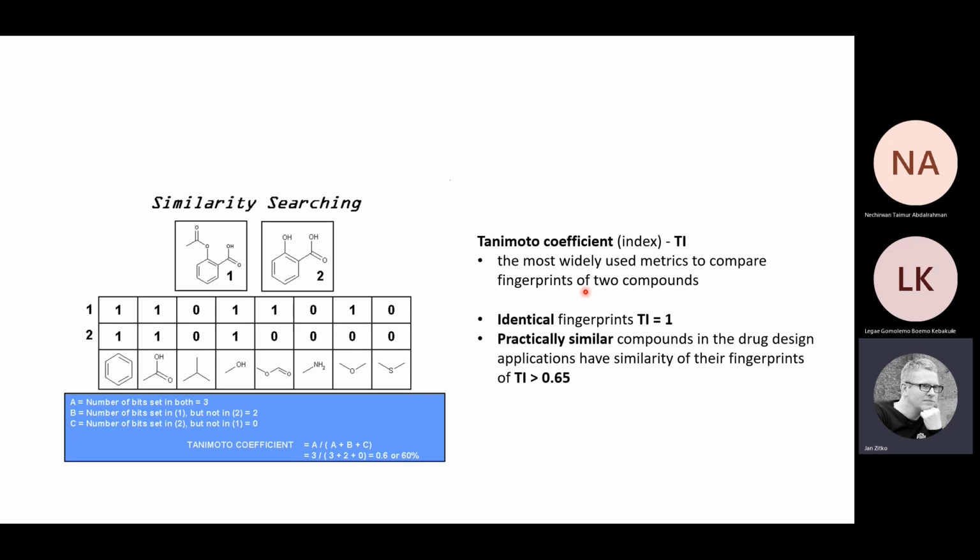So Tanimoto coefficient is the metric to compare two fingerprints. The important thing is that you can compare only the same fingerprints with each other, because there are different numbers and different fingerprints which you can calculate for each molecule. So if you want to do comparisons, you have to use the exact same algorithm to calculate the molecular fingerprint, and then you can compare.